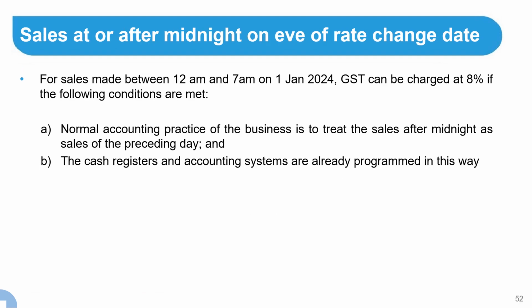Some businesses may operate at midnight and into the early hours of the morning on the eve of the rate change date. For such businesses, GST may be charged at the old rate of 8% for sales made between midnight to 7 AM on 1st January 2024, provided it is their normal accounting practice to treat the sales made after midnight as sales of the preceding day, and the cash registers and accounting systems are programmed in this way.